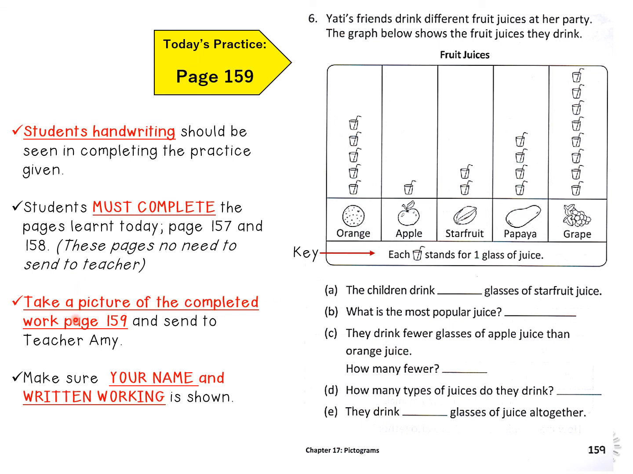After you finish, take a picture of the completed work on page 159 and send it to teacher Amy. Make sure you write your name. You can write your name here, and written working is shown before you submit. Alright, don't forget the labeling, the answer, and the working, please.